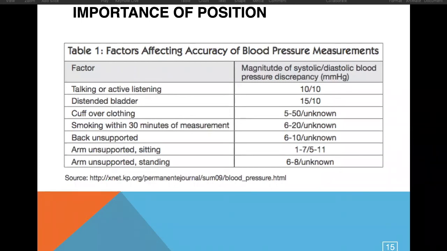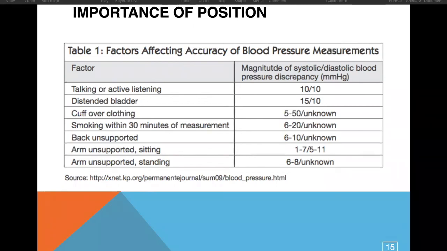So if the patient is talking, so maybe you're taking a blood pressure while somebody else is taking a patient history, it could cause a change of up to 10 points on both our systolic and our diastolic. If the bladder is distended or overinflated, it can cause a discrepancy of 15 and 10 points respectively for our systolic and diastolic.